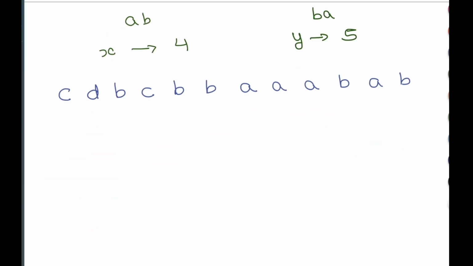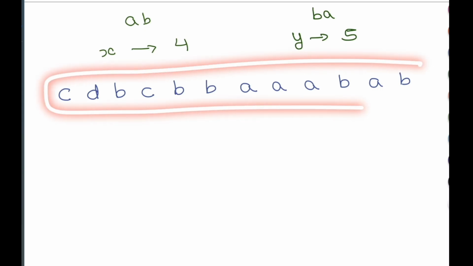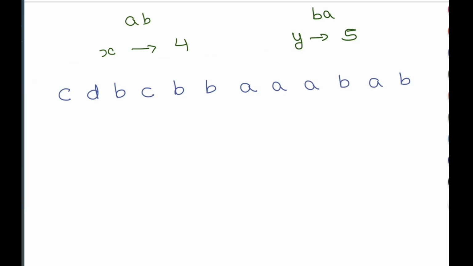So let me try to explain the solution approach using this particular example, what you can see on the screen as of now. In this example, we have a string. This is another string we have, CD, BC, BB, AA, AB, AB. In this input, the X value is 4, Y value is 5.